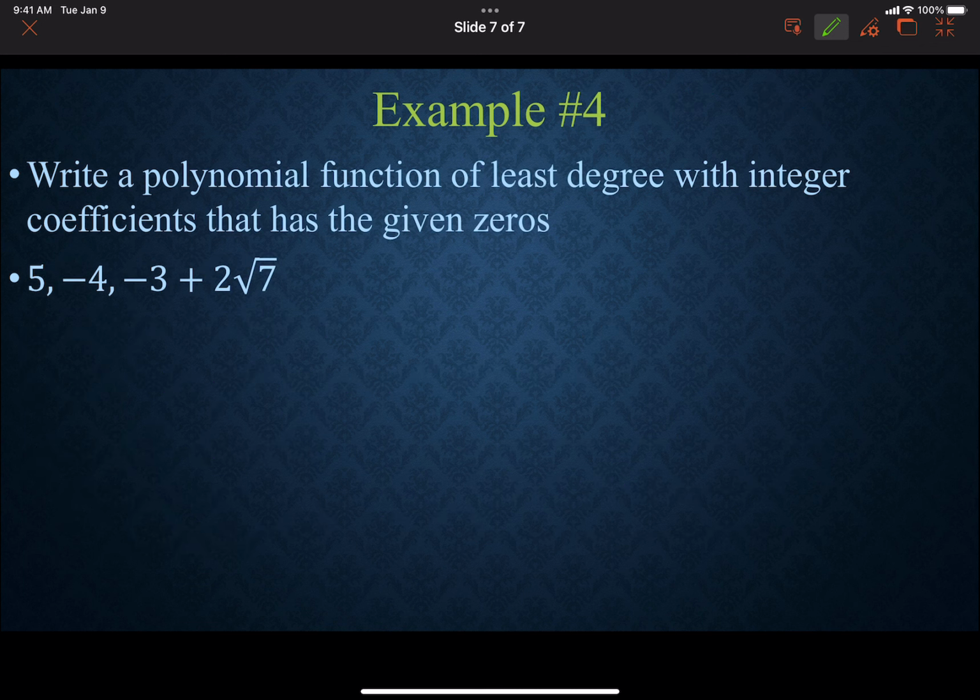With a radical, it's the same idea. So if we have negative 3 plus 2 root 7, it's negative 3 minus 2 root 7 for our missing term. Writing our factors, we have x minus 5 and x plus 4. And then again, it's always the opposite sign, so it's going to be x plus 3 minus 2 root 7 and x plus 3 plus 2 root 7. Always the opposite expression, opposite numbers.